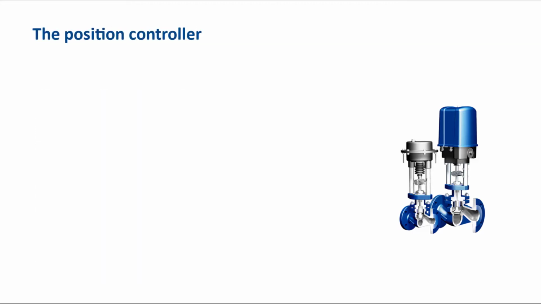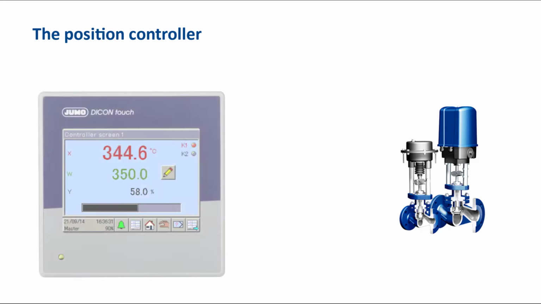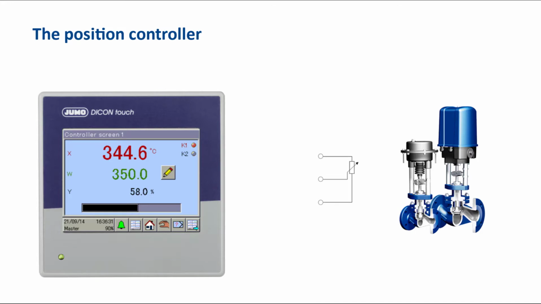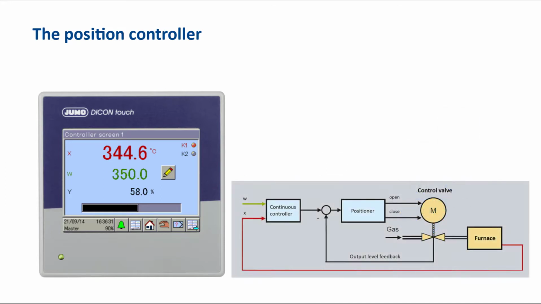Selected JUMO compact controllers can also be operated as positioners for the operation of the motor actuators. The position of the actuator is available to these controllers via a potentiometer in the actuator and a further analog input. The complete designation of the positioner is continuous controller with integrated positioner. The continuous controller calculates the required output level, and the subordinate positioner regulates the position of the actuator.